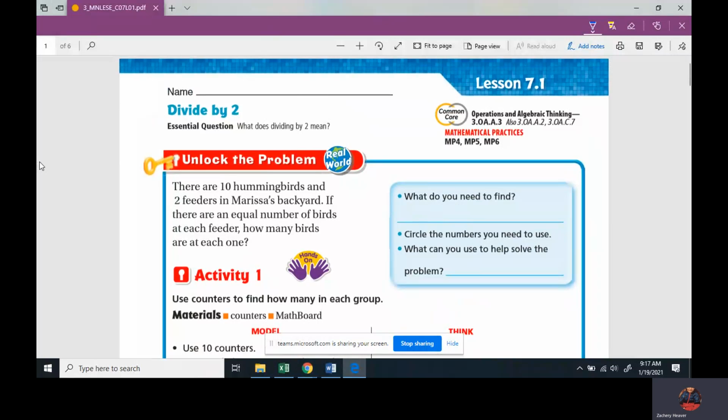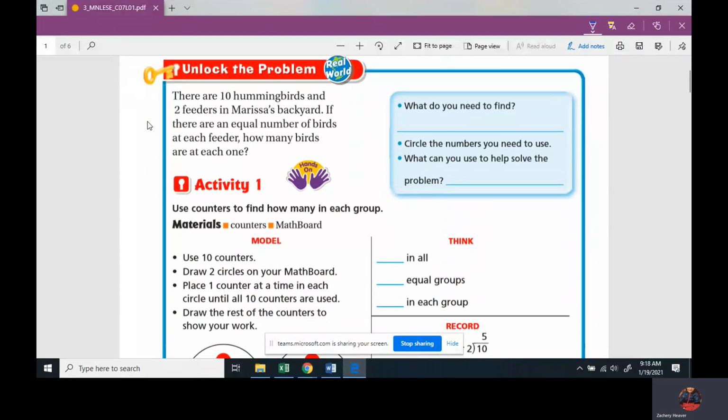So, for example, Troy, if I say 10 divided by 2, skip count 10 by 2. 2. What's next? No, skip count 2. 2, 4, 6, 8, 10. So how many do you have? 5. So 10 divided by 2 would be 5.